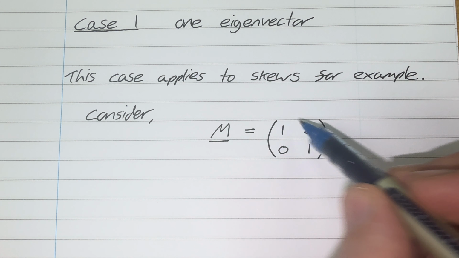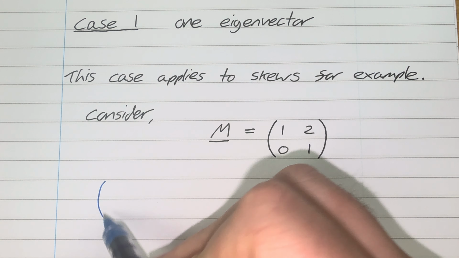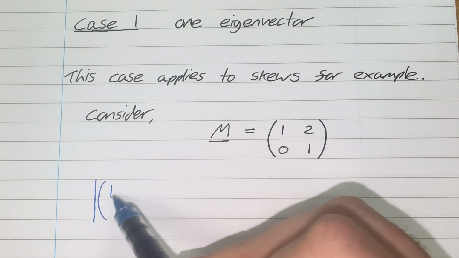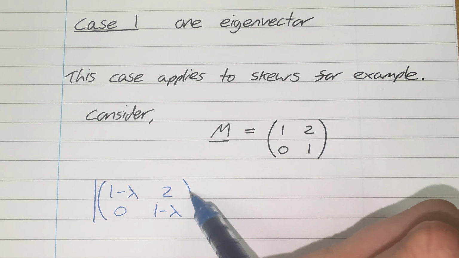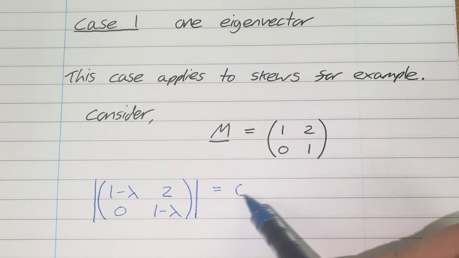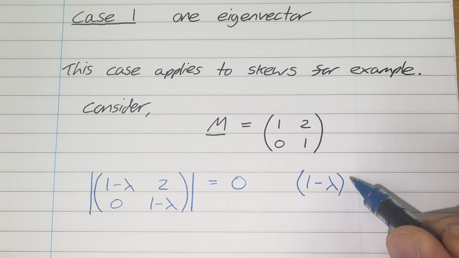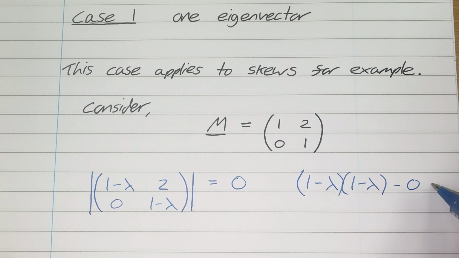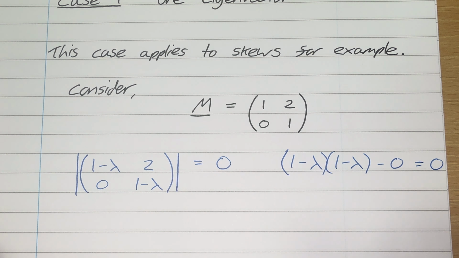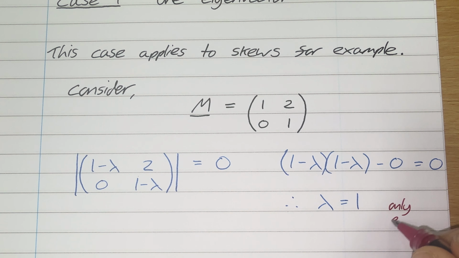So let's just go through the motions to prove that this is true for this matrix here. To calculate the eigenvalues, we're going to calculate the determinant of 1 minus lambda, 2, 0, 1 minus lambda, and that's going to be equal to 0. So solve this equation. That is (1 minus lambda) times (1 minus lambda) minus 0 times 2. We want that to equal 0. And we can see that this is a repeated eigenvalue. Lambda equals 1. It's the only one. So this is the only eigenvalue.